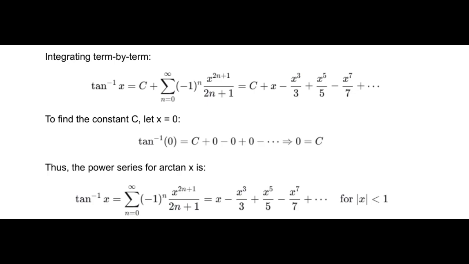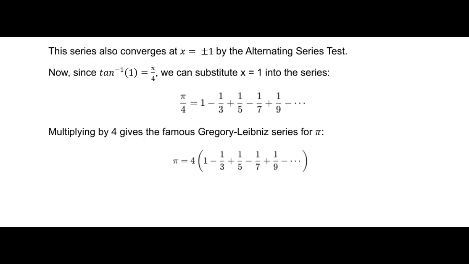As we integrate it, by the rule of integration, we have x minus x cubed over 3 plus x to the 5th over 5 minus x to the 7th over 7, and so on and so forth, for the absolute value of x less than 1. This series also converges at x equals positive and negative 1 by the alternating series test.